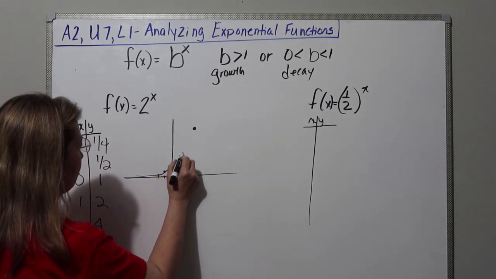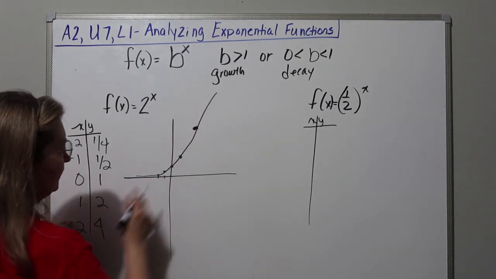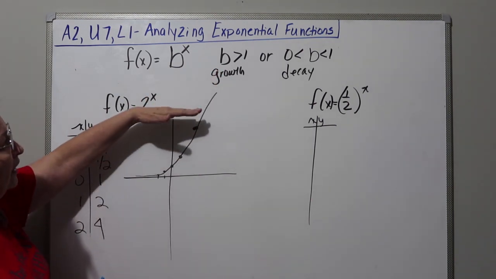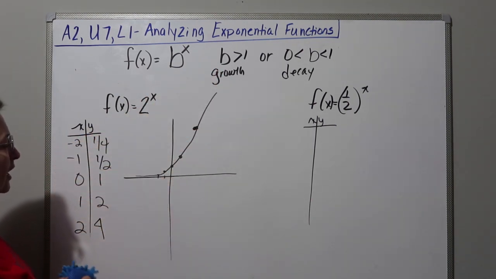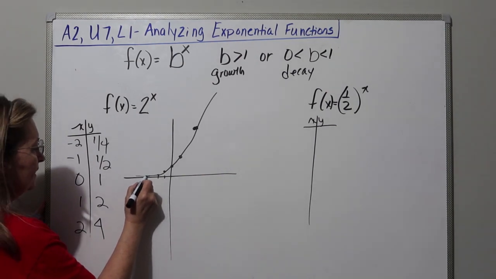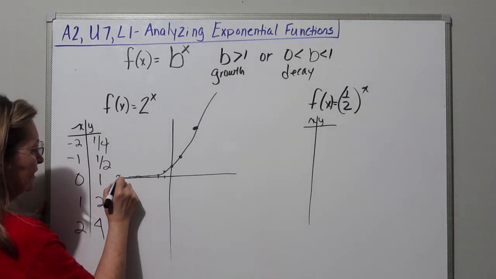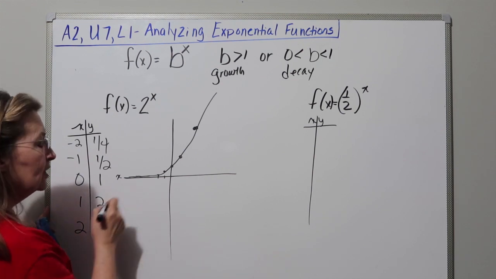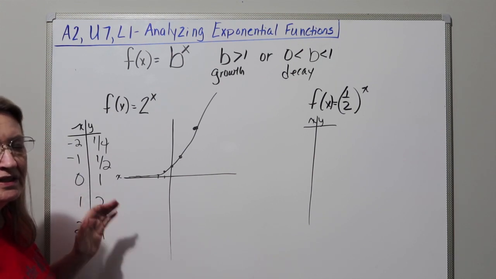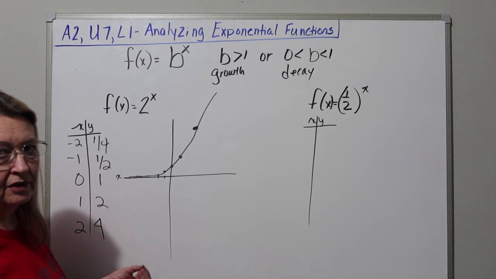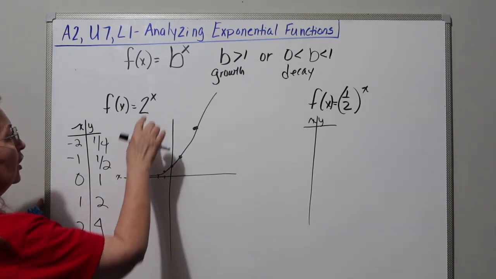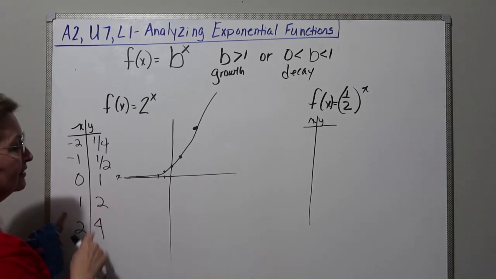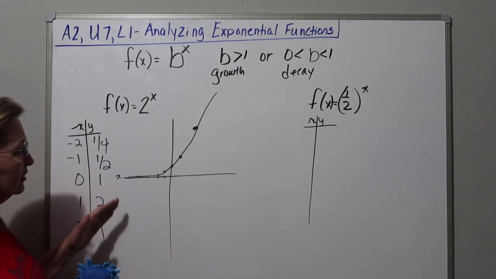So here is what happens. This shows growth. This is the typical exponential function graph. Now I want you to notice what happens to this graph as it goes along the x-axis. It's going to get closer and closer and closer, but it's never going to touch it. No matter what number you put in here, you're not going to get y equal to 0. So you're not going to touch that.